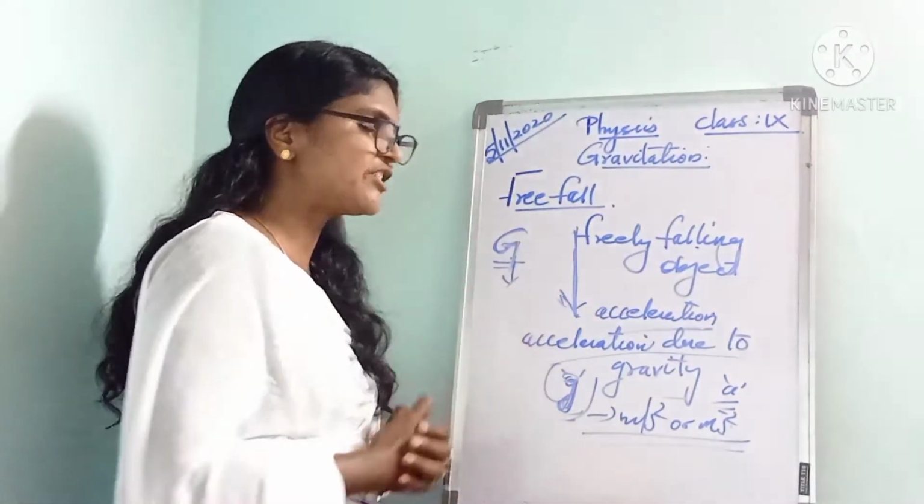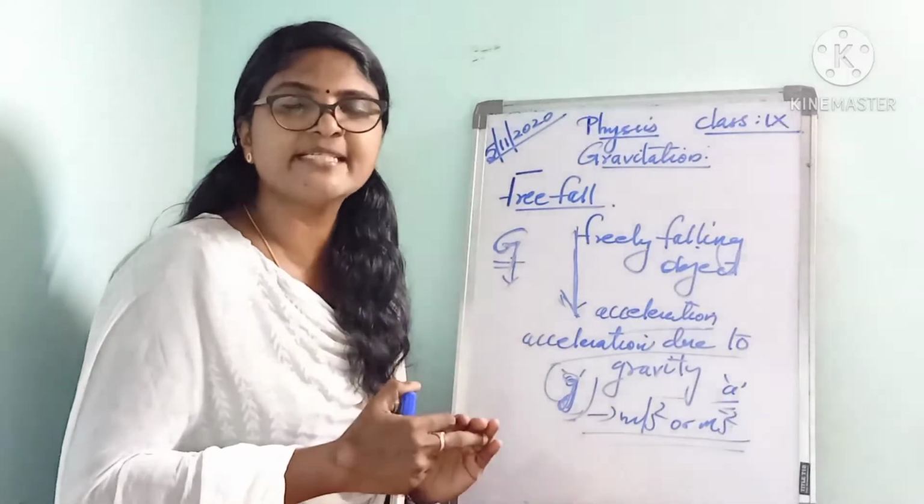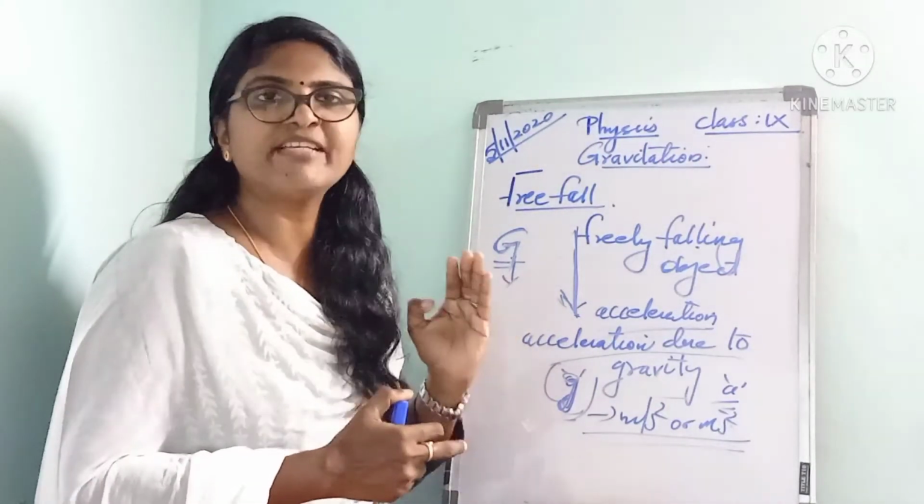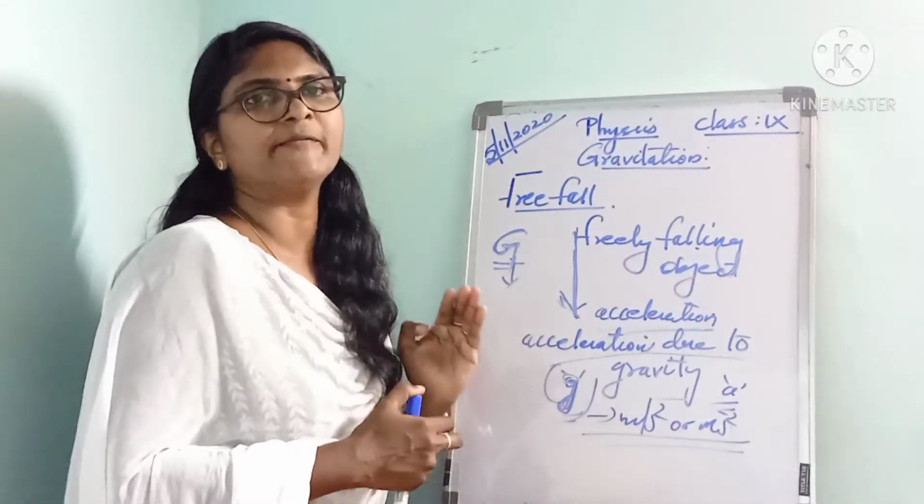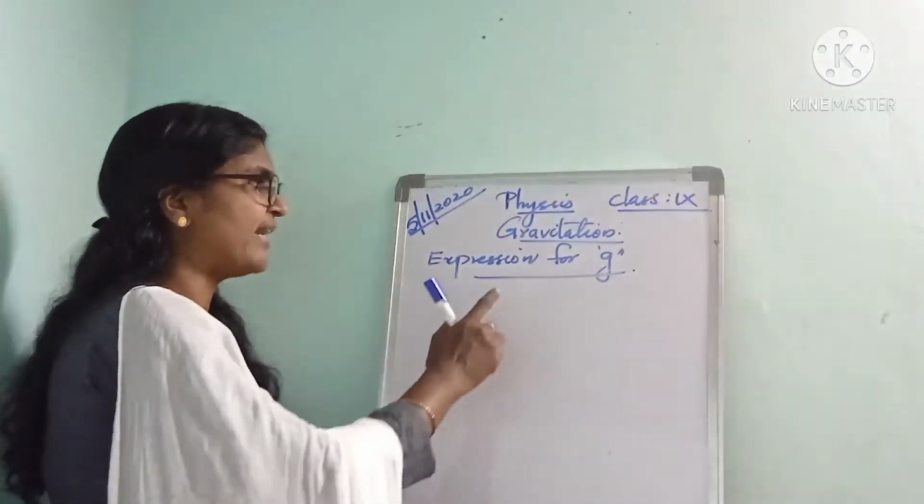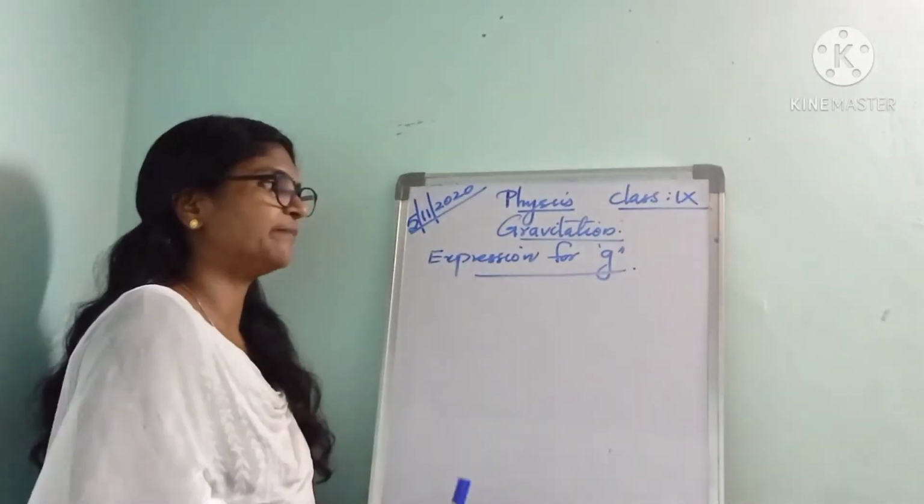Then what is acceleration due to gravity? The acceleration produced on a freely falling object due to Earth's gravitational force is called acceleration due to gravity. Next we are going to derive an expression for acceleration due to gravity, that is small g.